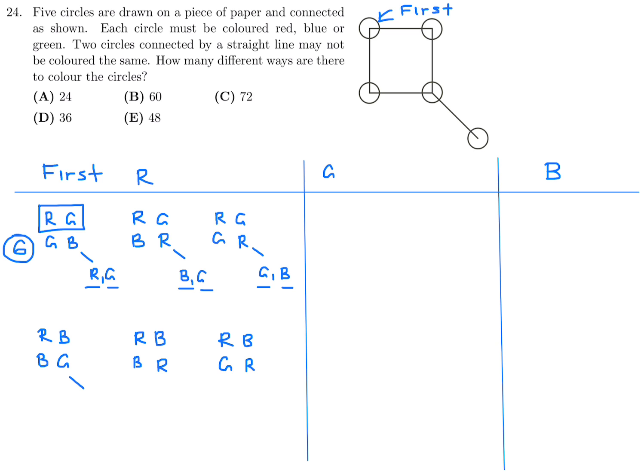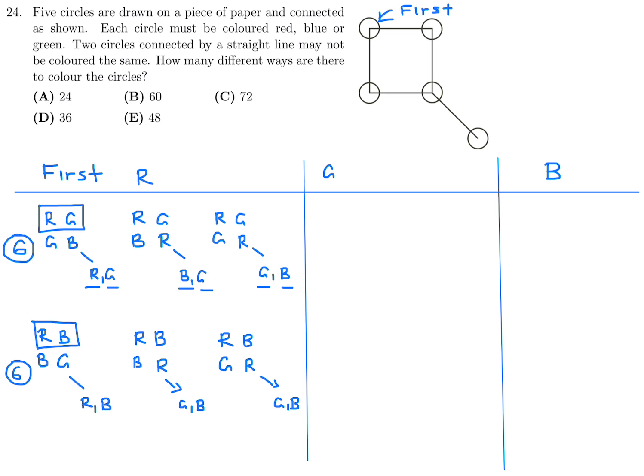And for G, it could be either R or B. For R, it can be either G or B. And for R, again, it can be either G or B. So for the scenario where the first two are R and B, again, you get 6. Okay? So I'll just do one more because I think you're getting the hang of this.